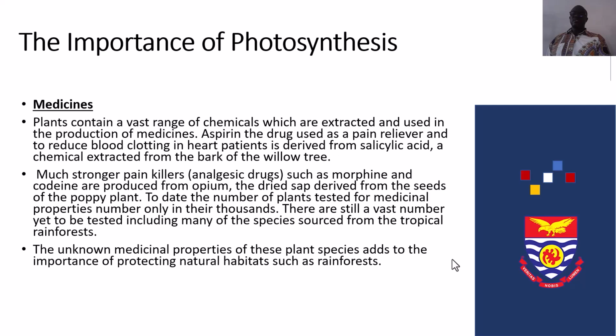Medicines. Plants contain a vast range of chemicals which are extracted and used in the production of medicines. Aspirin, the drug used as a pain reliever and to reduce blood clotting in heart patients, is derived from salicylic acid, a chemical extracted from the bark of the willow tree. Much stronger painkillers and analgesic drugs such as morphine and codeine are produced from opium, the dried sap derived from the seeds of the poppy plant.